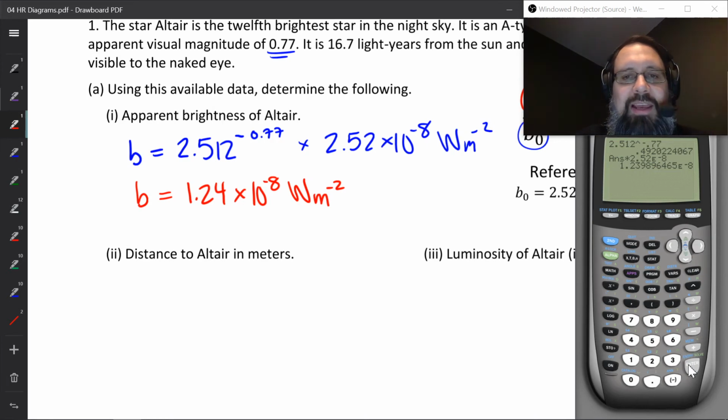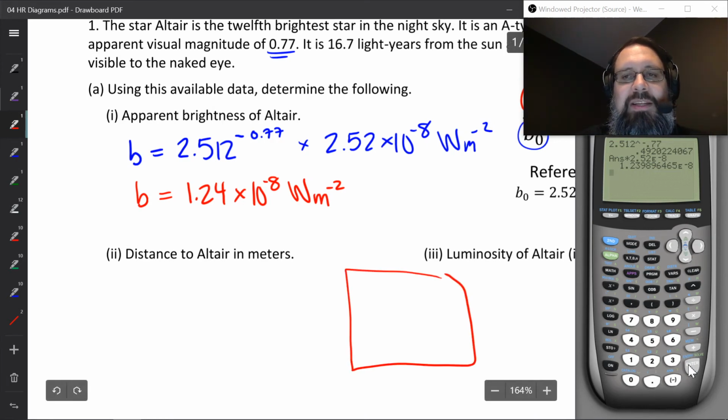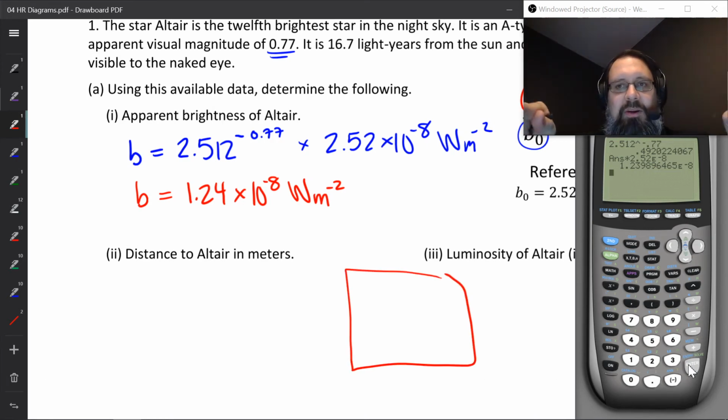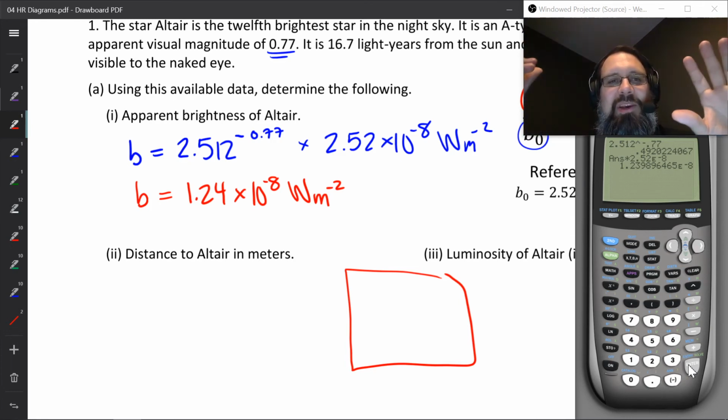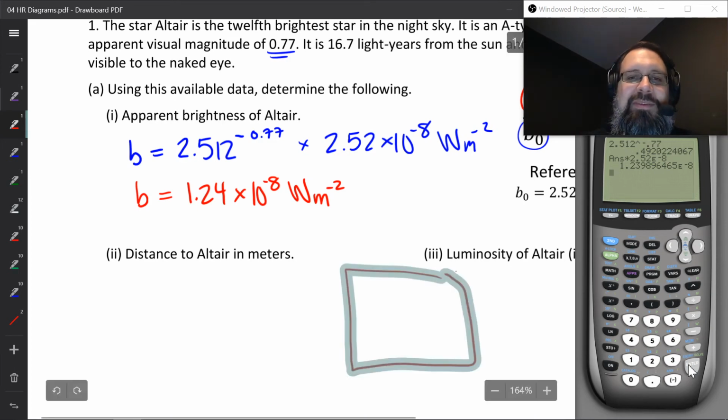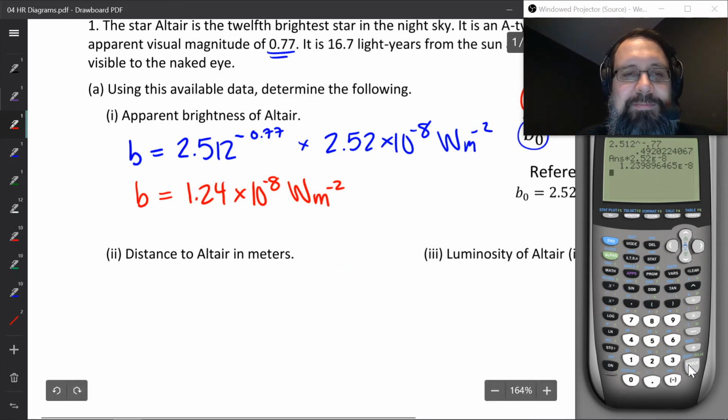So the amount of energy per square meter that reaches us is going to be extremely small. Imagine if you had a 1 meter by 1 meter detector, how much energy would be going through that square would be a ridiculously small number. So it makes sense that the apparent brightness would be a really, really small number.